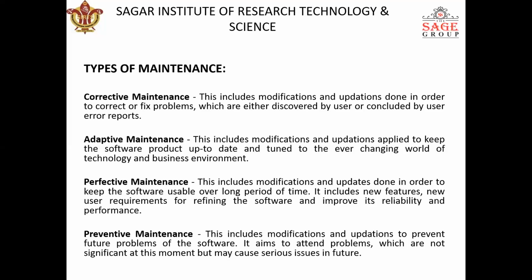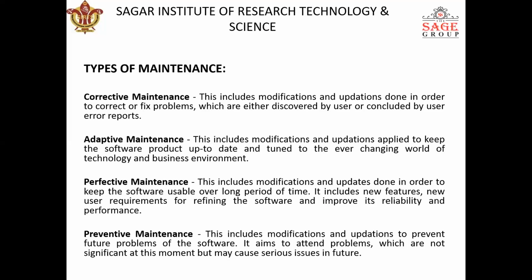And the last one is preventive maintenance. So basically preventive maintenance includes modification and updation to prevent future problems of the software. It aims to attend to problems which are not significant at this moment but may cause a serious issue in future. Means why we perform preventive maintenance, to protect our software from some serious issue.